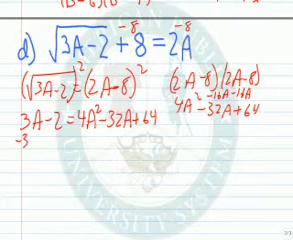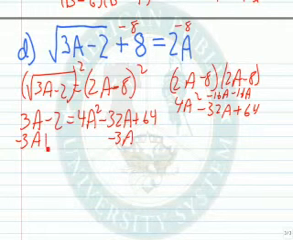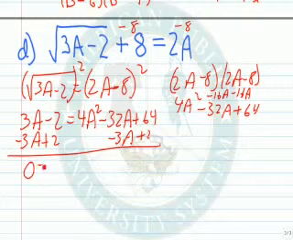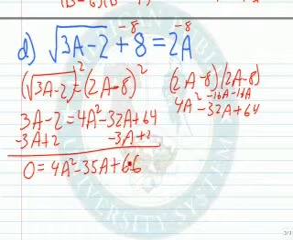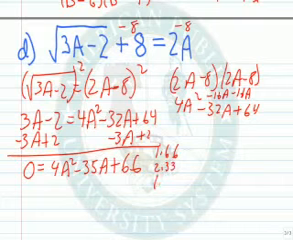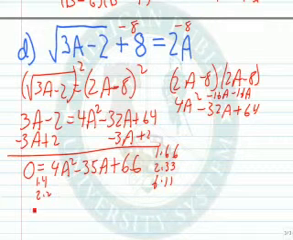Let's subtract 3a. We want to get all the a's together. Let's add 2. So we wind up with 0 on the left-hand side equals 4a squared minus 35a plus 66. Let's see the factors of 66. We can multiply 1 times 66, 2 times 33, 6 times 11. 4a squared we can multiply 1 times 4 or 2 times 2.